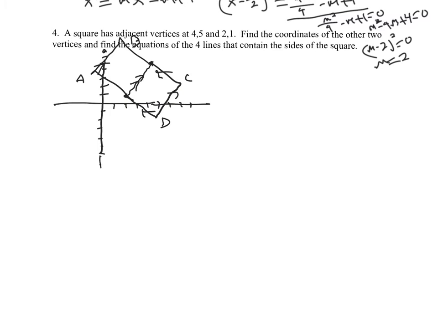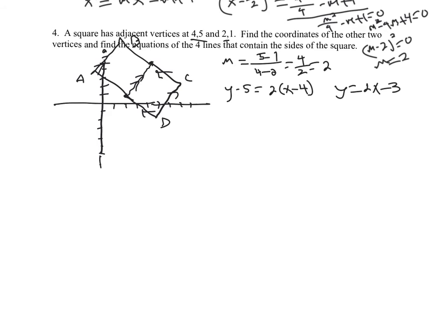Okay, so first of all, this line here in the middle that connects (4, 5) and (2, 1) is going to have a slope of (5 minus 1) over (4 minus 2). So that's going to be 4 over 2, which is equal to 2. And it passes through the point (4, 5). So we have y minus 5 equals 2 times (x minus 4). Or in slope-intercept form, we would get y equals 2x minus 8, and we'd have to add 5, so we'd get 2x minus 3.